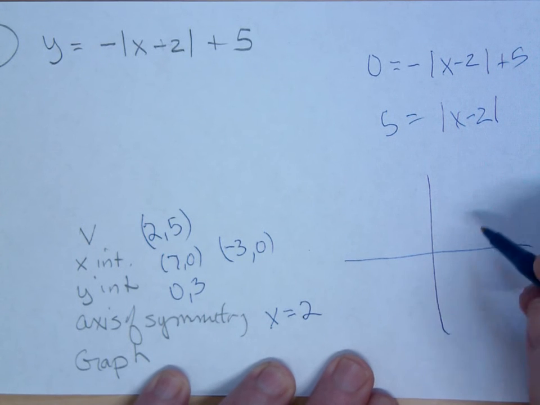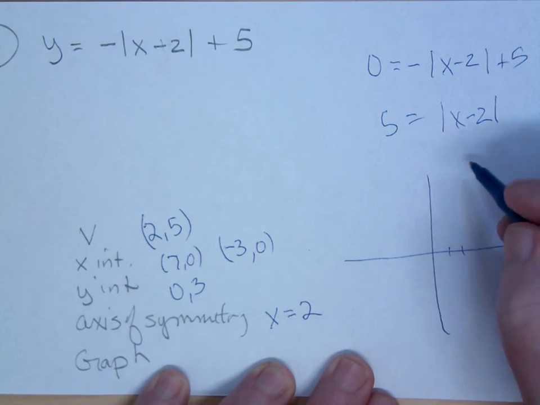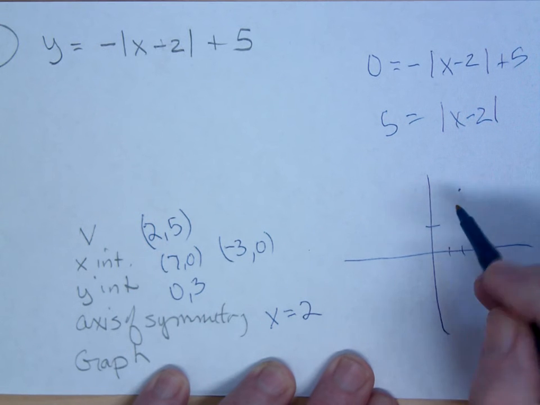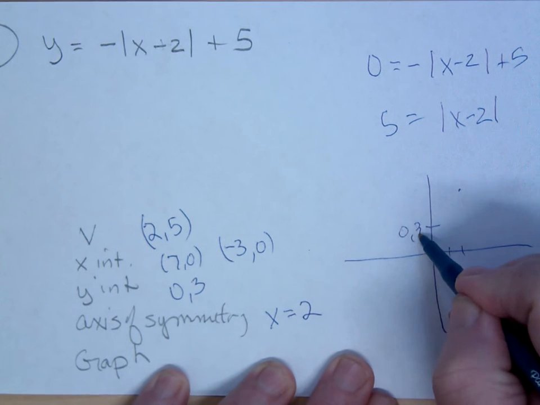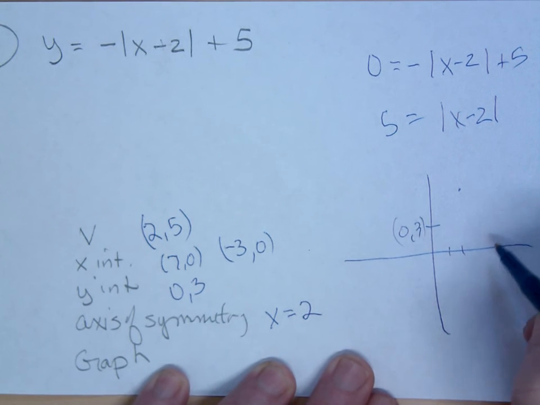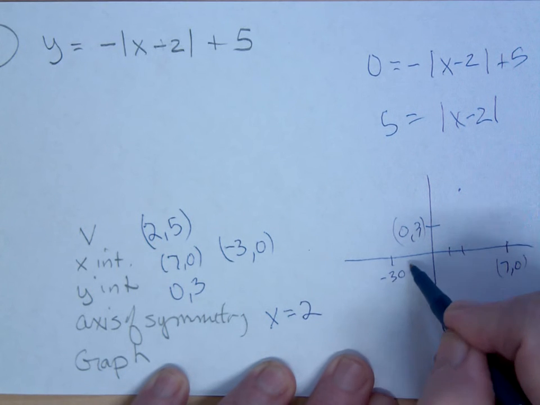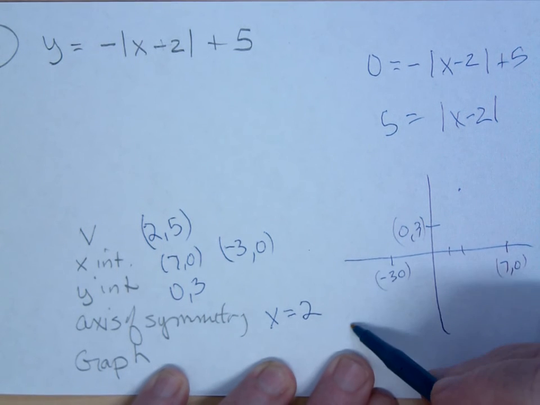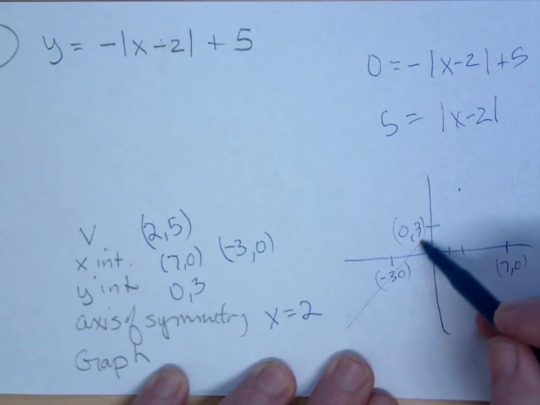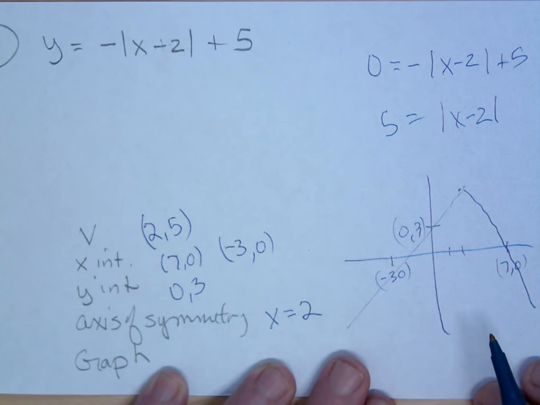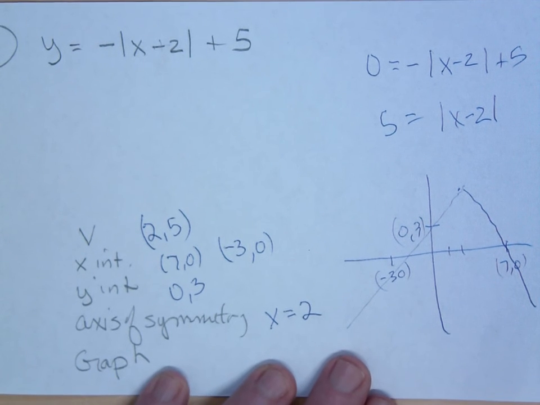Quickly, so we're at 2, 5, so that's 1, 2. And we're up here to 5. We hit at 3. That is (0, 3). And we'll have the same thing over here. I hit at (7, 0) and at (-3, 0). And so I will connect these dots with a V, and we will have a graph that looks like that. So that's how you would do problem number 3.